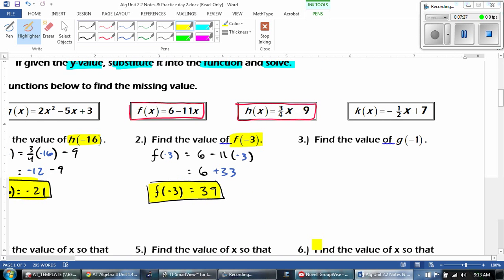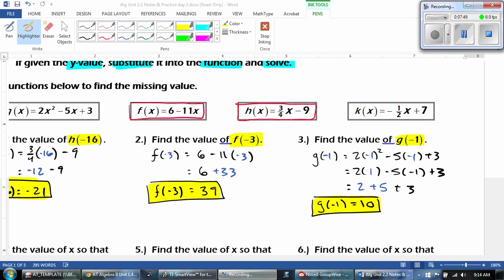All right, number 3. Why don't you guys pause the video and see if you can do this one all on your own. They're giving you the x, so all you have to do is substitute and simplify. Pause the video and good luck. Okay, so your final answer should have been 10. Okay, now let's go and look at the next set.